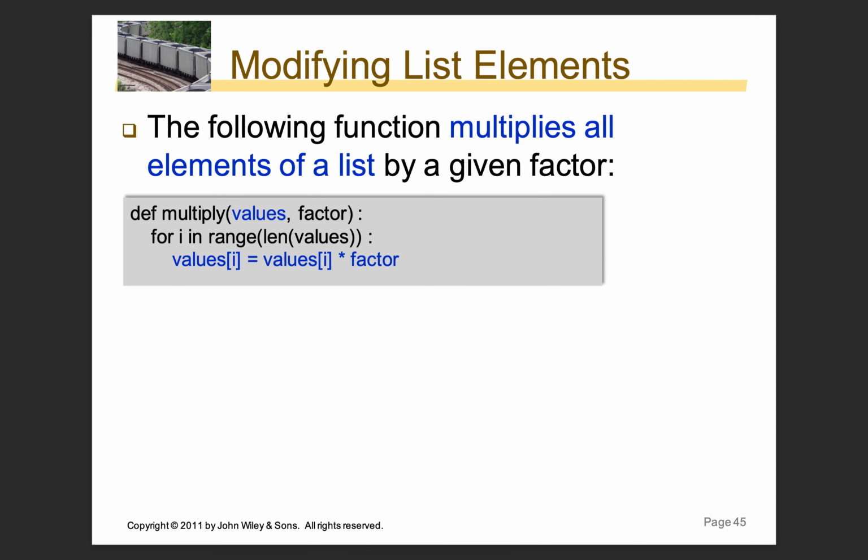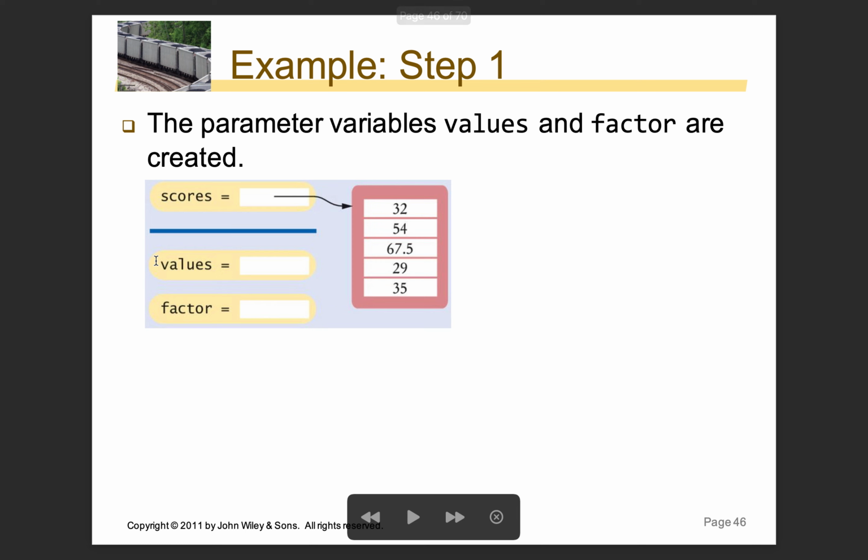However, we can edit or modify the list values, the elements in the list, in a function. So def multiply_values(values, factor): for i in range(len(values)): values[i] equals values[i] times factor. So we multiply each element in our list. For i equals 0 up to the length of the list minus 1, we take that element from the list, we multiply it by our factor, and then we store that in our original list.